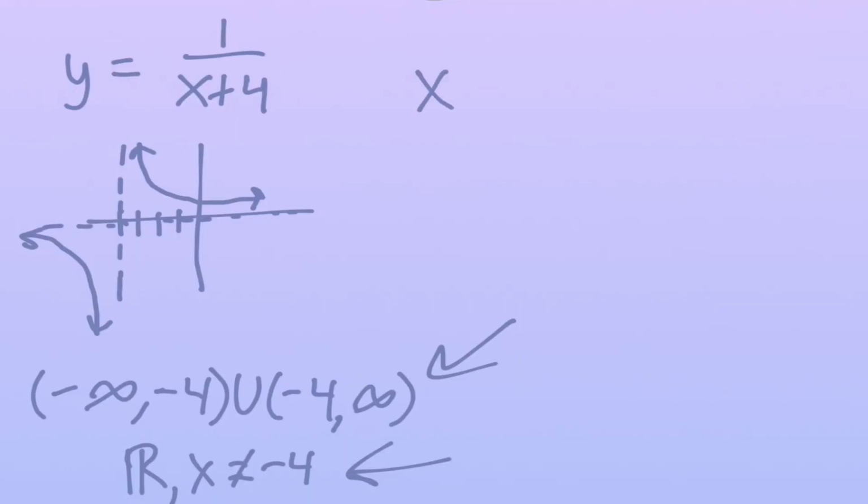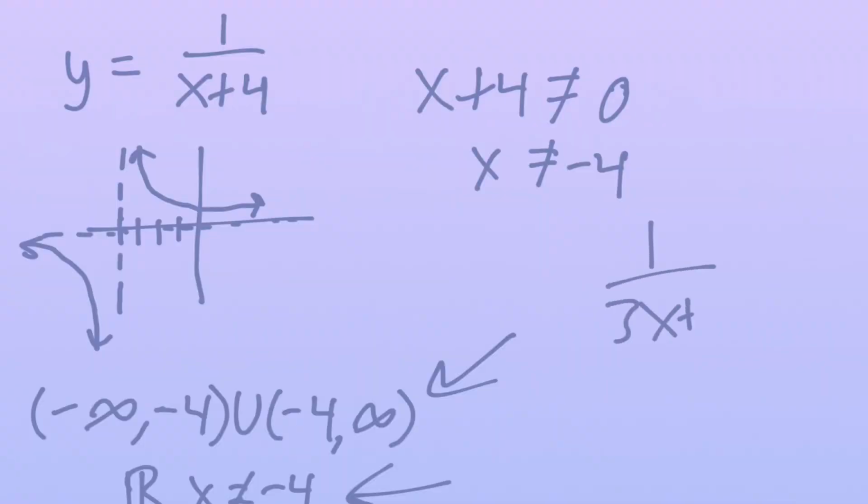And we could have found that by not graphing, because denominators, they are allowed to be negative and they are allowed to be positive, but they can't equal 0. So if we set x plus 4, that's not allowed to equal 0, and then solve for x, so x can be anything except negative 4.